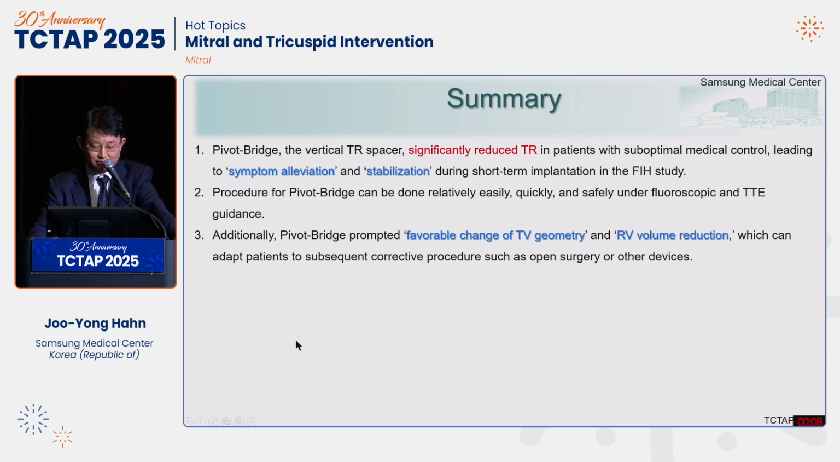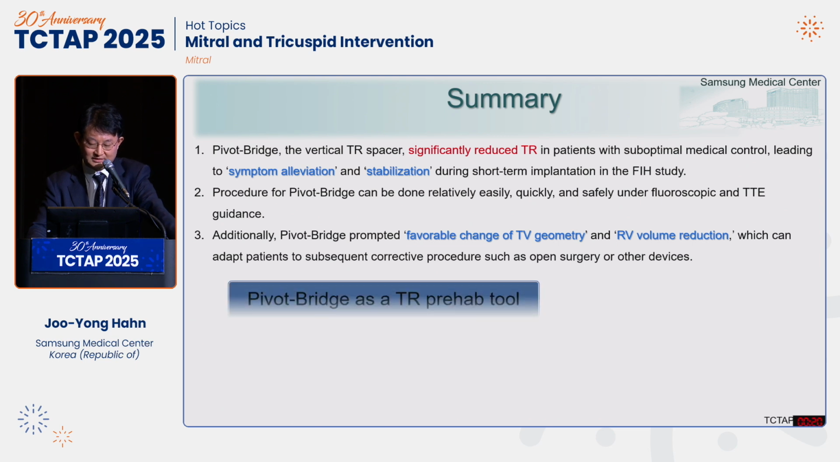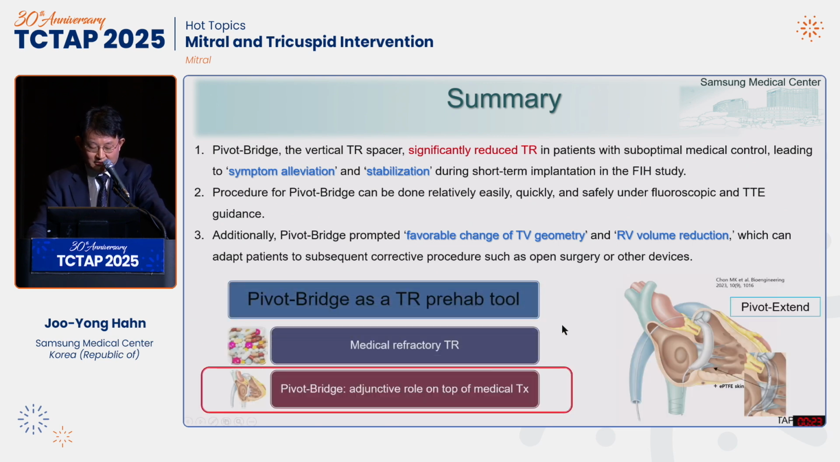Additionally, Pivot Bridge prompted a favorable change of TV geometry and LV volume reduction, which can adapt the patients to subsequent corrective procedures, such as open surgery or other devices. Therefore, Pivot Bridge can play an adjunctive role in patients with severe to torrential TR on top of medical treatment. And now the Pivot Extended was developed, and the first-in-human study will start soon.